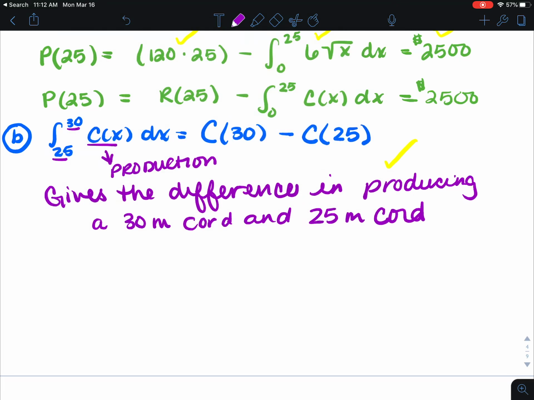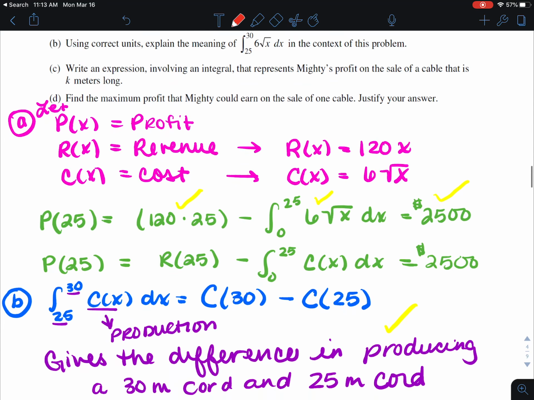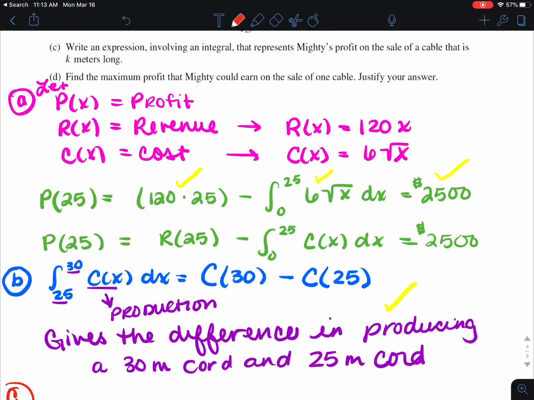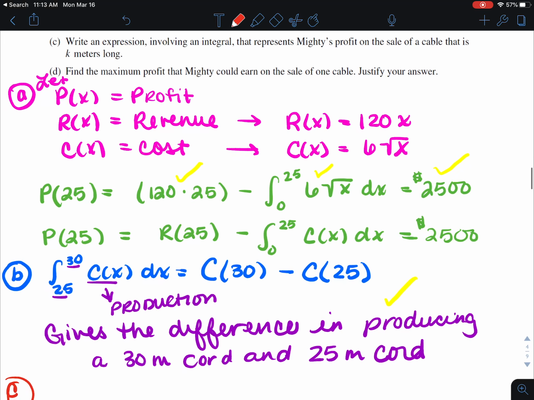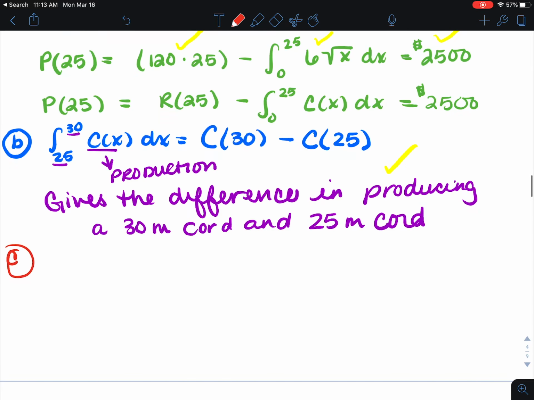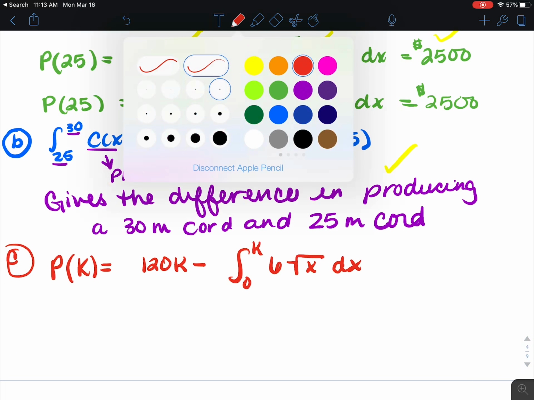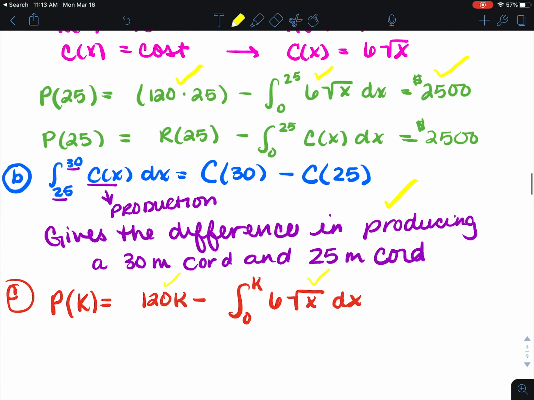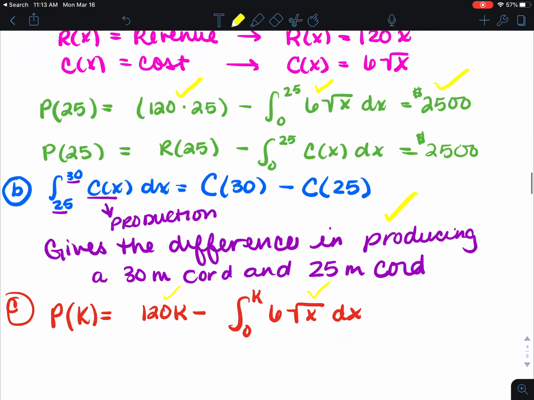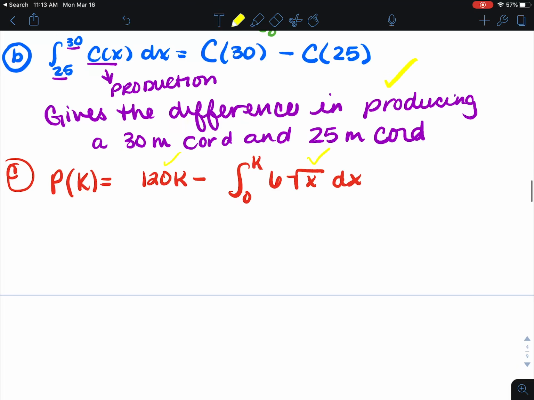Okay, part C. Part C says, write an expression involving an integral that represents Mighty's profit on the sale of the cable that is K meters long. So just like in the last problem, now we're writing that profit statement again, but we can use what we have. So P of K equals 120K minus the integral from 0 to K, and again, make sure this is a different variable, dx. And there you go. There's your other 2 points. 1, 2. So we're up to 1, 2, 3, 4, 5, 6. All right, 6 points.